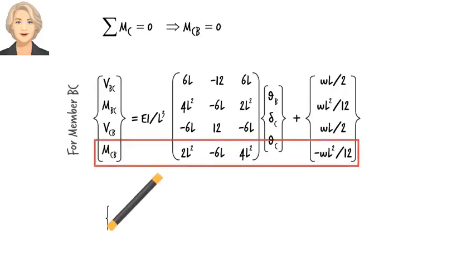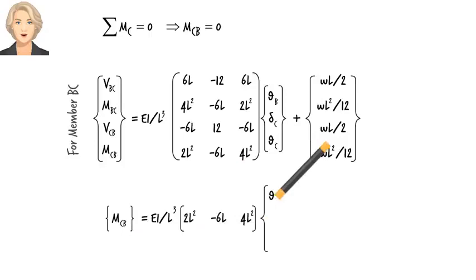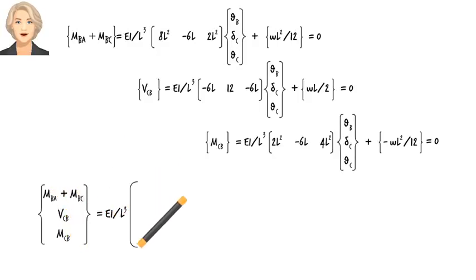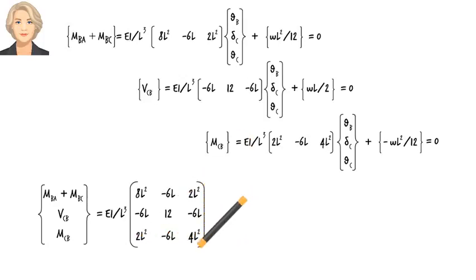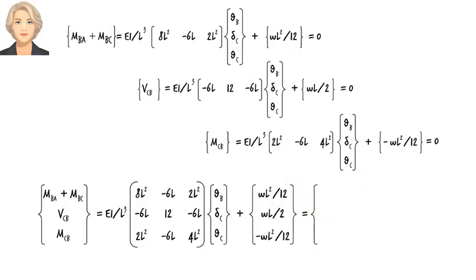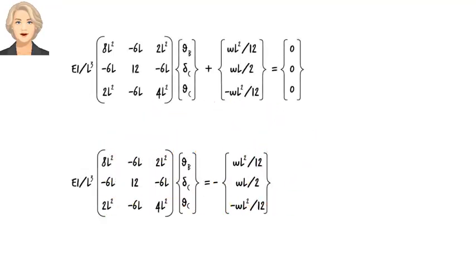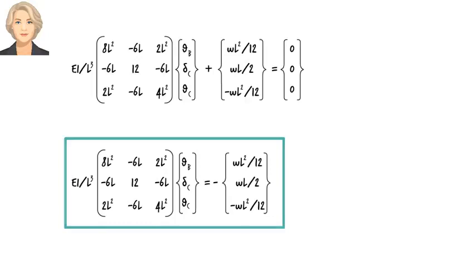To write the third equilibrium equation, we need MCB. Here it is. Therefore, this becomes our third equilibrium equation. Given the three equilibrium equations in matrix form, we can concatenate them to get our system of linear equations. Let's write them this way. We can find the unknown joint rotations and displacements by solving these equations.